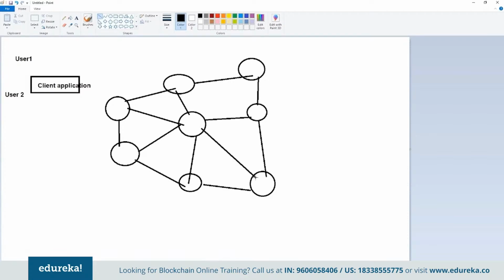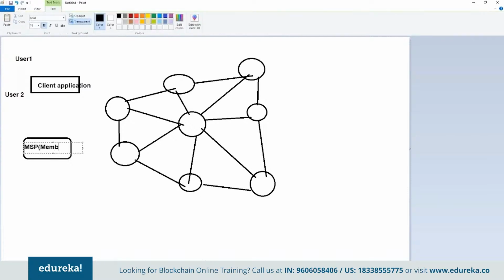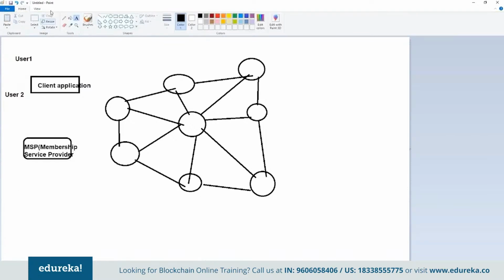So now what will happen is there are some additional entities here. Like one is your MSP or membership service provider. What it will do is it will keep track of what access is required for whom. For example, it will basically provide the authentication that, first of all, what all members are part of my network. Is this node part of my network? Is this node part of my network?